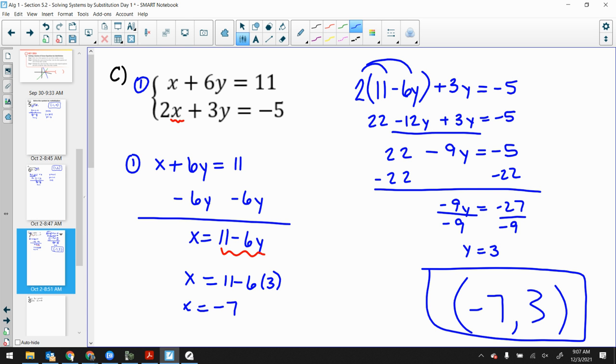Okay, whenever you're done copying that one down, flip it over on the back. Do the top one on the back. Very similar to this one. Because in this case, this is one of the hardest types of substitution problems. When you have to solve for one of the variables.